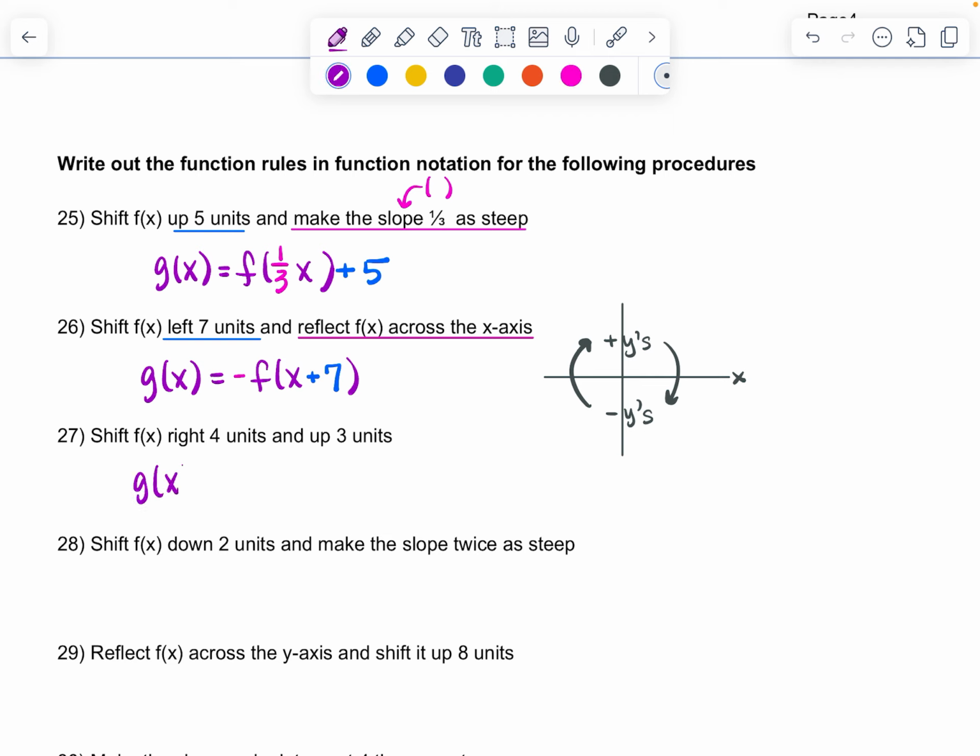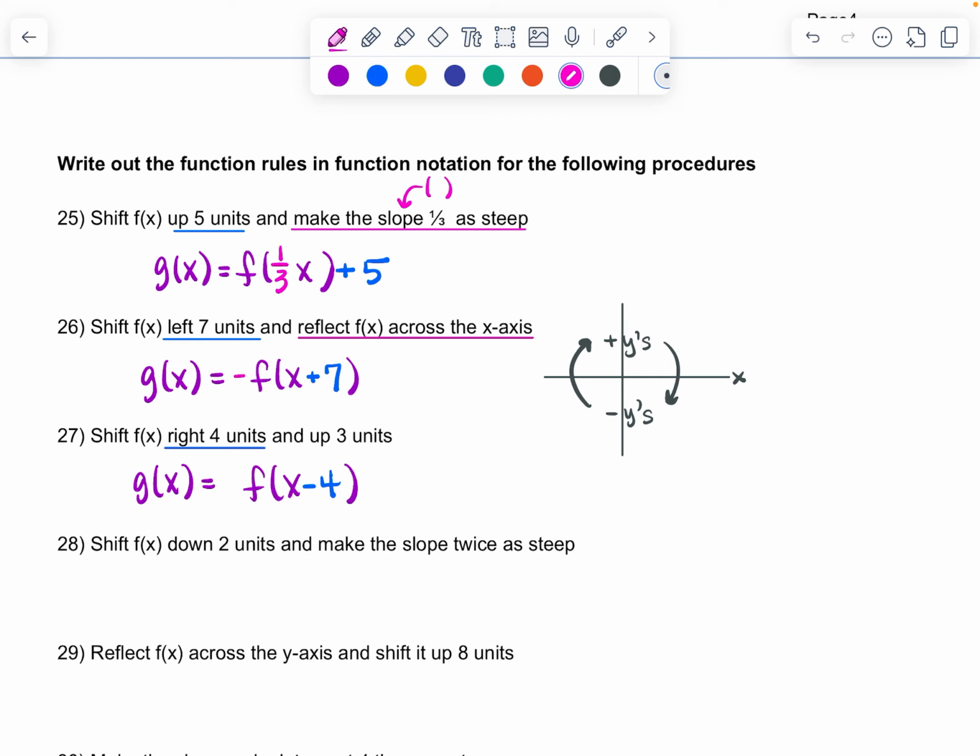All right, next one, here's our g of x equals, and again, I'm just going to start off with f of x just because I can manipulate it with my iPad. Our first one is right 4. Well, remember, right is a horizontal movement, which means I know that 4 needs to be tucked inside the parentheses with the x because the x is the horizontal. And if I'm going right 4, I need the opposite number inside the parentheses.